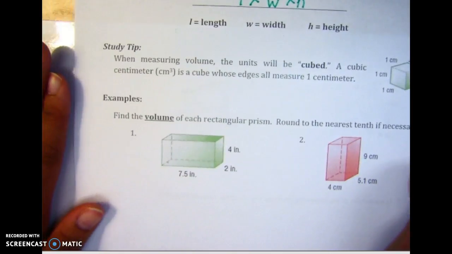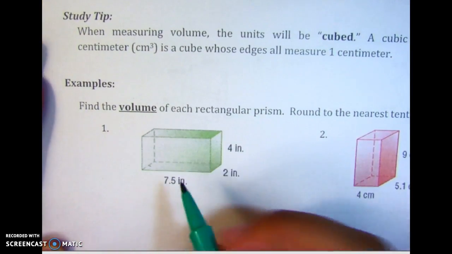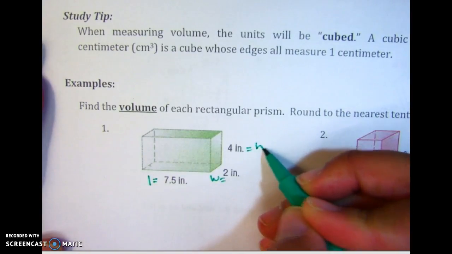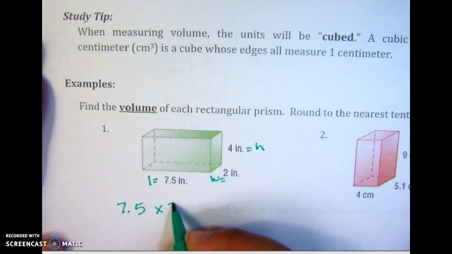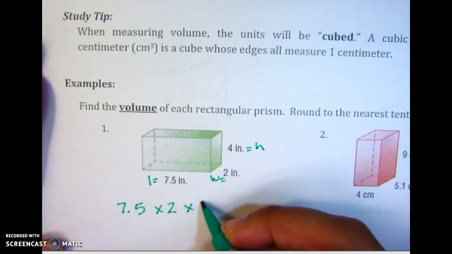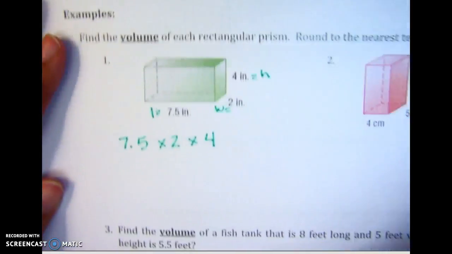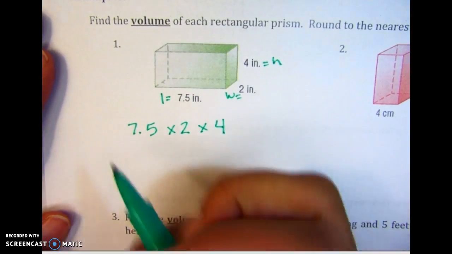Find the volume of each rectangular prism. So here's my length, here's my width, and here's my height. And I'm going to multiply those. 7.5 times 2 times 4. You can multiply this out on the side, but I know 7.5 plus 7.5 is 15.